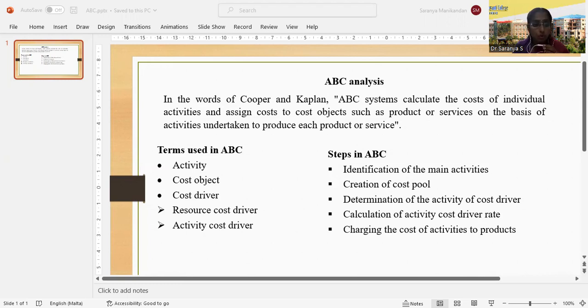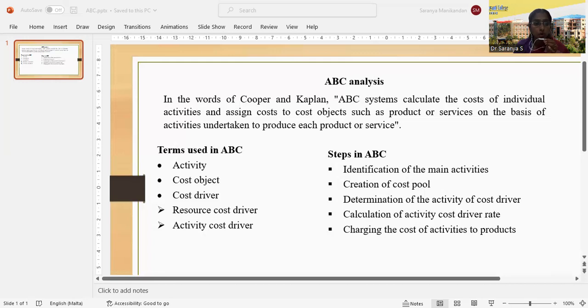So this is of two types. One is resource cost driver and the other is activity cost driver. So resource cost driver is a measure of the quantity of resource consumed by an activity. Okay, how much quantity was consumed by an activity. And the next type is activity cost driver. It's a measure of frequency and intensity of demand placed on the activities by cost objects. So it is used for assigning activity cost to cost objects consuming the activity.